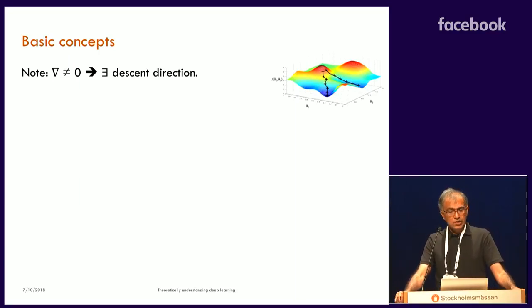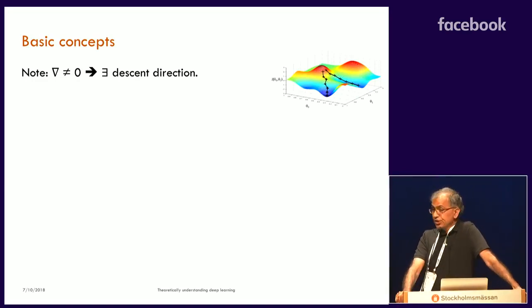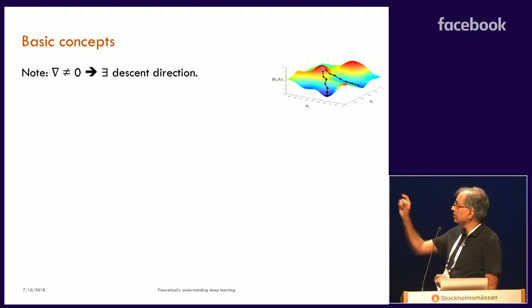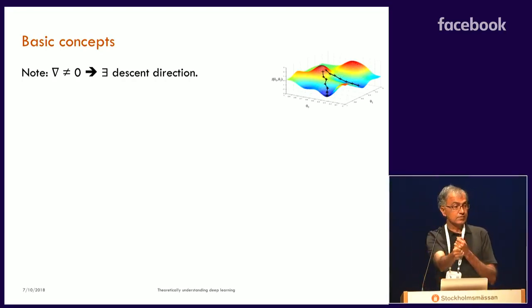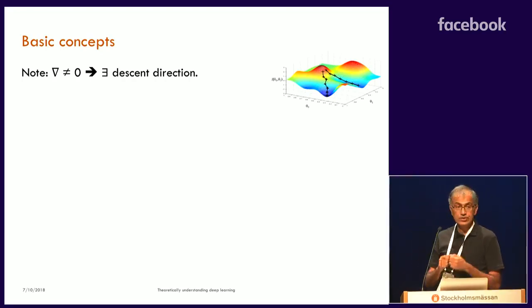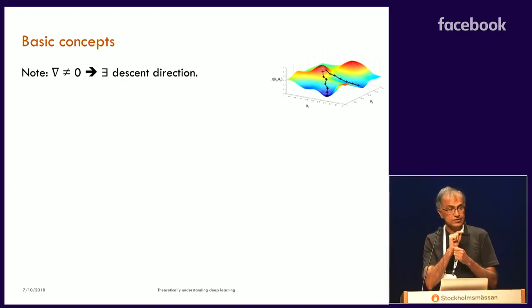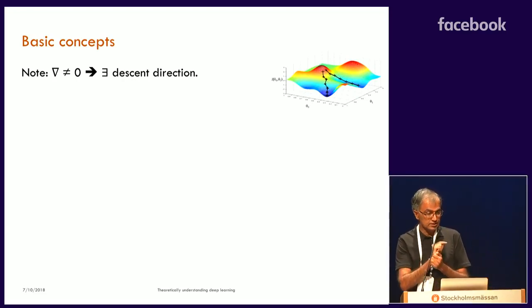Some basic concepts in discussing optimization. By definition, if the gradient is non-zero, then there exists a descent direction, right? Because that's the meaning of the gradient: if you make an infinitesimal change in the parameters, then the gradient tells you the direction of maximum change. So if the gradient is non-zero, then the negative of the gradient is the direction in which the loss is going to decrease.